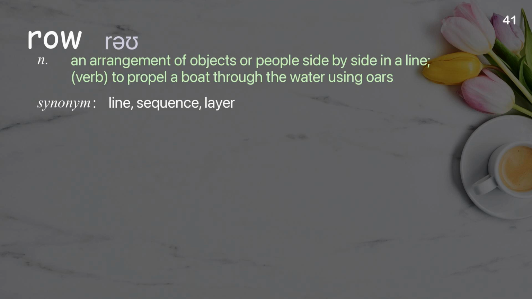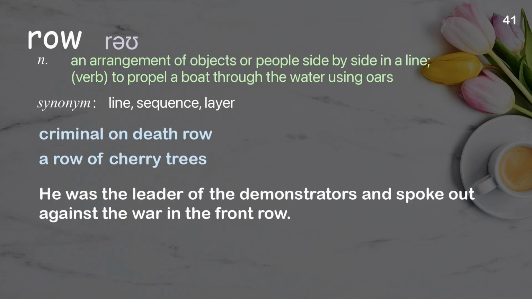Row. An arrangement of objects or people side by side in a line. Verb: to propel a boat through the water using oars. Examples: Criminal on death row. A row of cherry trees. He was the leader of the demonstrators and spoke out against the war in the front row.